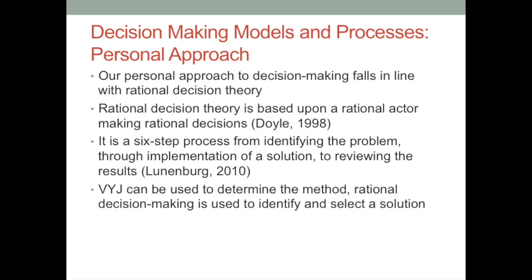Now when it comes to actually making the decision, my personal recommendation as an expediter to other managers is the rational decision theory. Rational decision theory is based on a rational actor making rational decisions, so it is subject to biases. However, it is a 6-step approach from identifying the problem, choosing a solution, implementing the solution, and reviewing the results. Now, the thing about rational decision theory is that you can use VYJ to tell you how to make the decision, and then you can use rational decision theory to determine what decision you actually make.